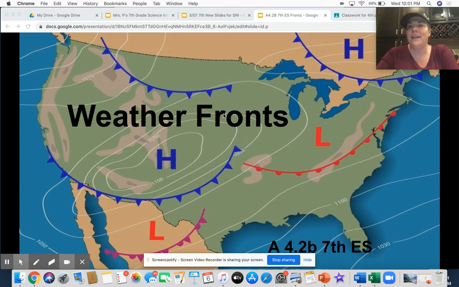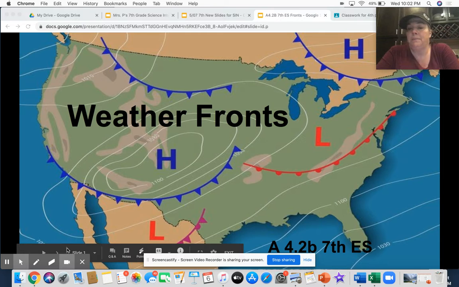Hi, seventh grade. Today you are going to have a lesson on weather fronts. This is a continuation of the lesson that we had yesterday where we had the warm and cool masses. We used water and we put them together and they reacted differently to each other. So this is activity 4.2b.